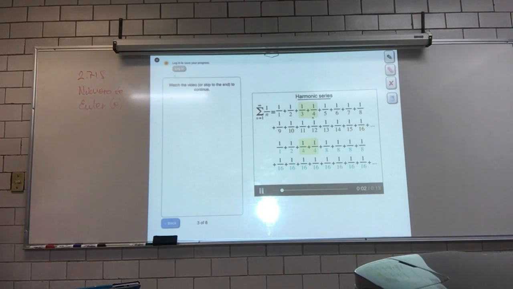Right. A third plus a fourth is bigger than a fourth plus a fourth. And now let's look at the next four terms, which are the four one-eighths down here. Which set of four terms has the bigger sum?